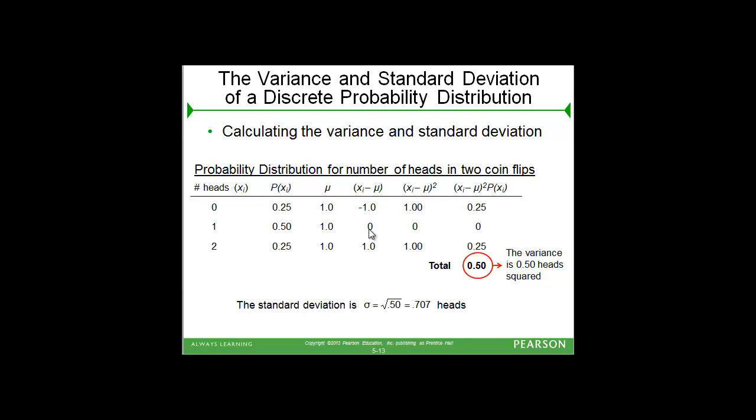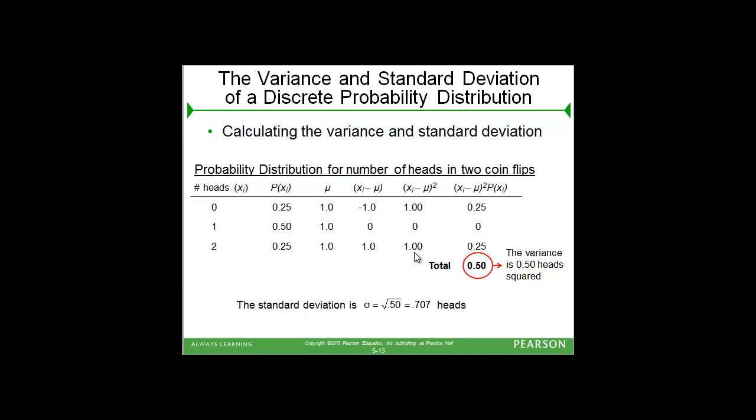And then we square them. So minus 1 squared is 1. 0 squared is 0. 1 squared is 1. And then we take the result of this part times the probability of each random variable. That is, we use the result of this one times this one. So 0.25 times 1, we get 0.25. 0.5 times 0, we get 0. 0.25 times 1, we get 0.25.